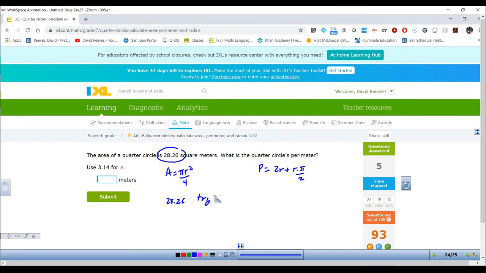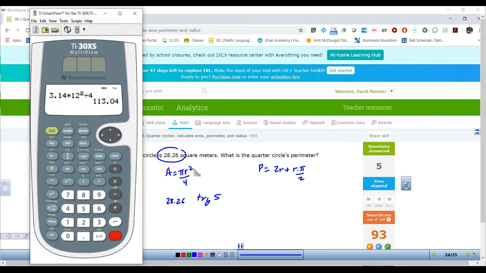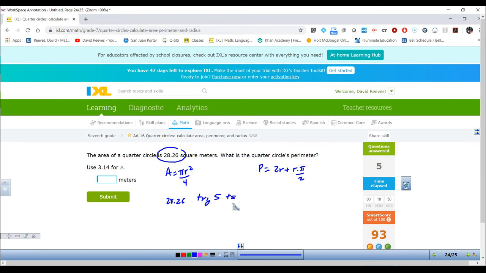So do you want to try 5? How about we try 5? So let's go ahead and we're going to try putting 5 into this formula. So I'm going to go 3.14 times 5 squared, and then I'm going to divide it by 4. And when I do that, I get 19.625. So that was too small, and it was significantly too small.